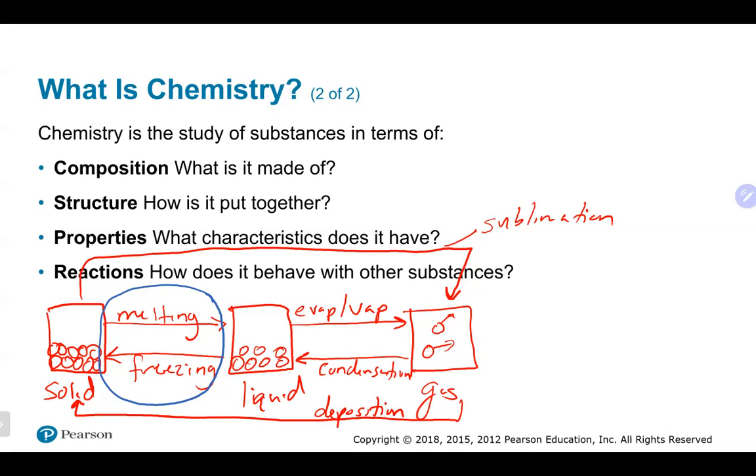Melting and freezing actually occur at the same temperature. And that is usually what is referred to as the normal melting point or freezing point of a substance. So for example, water will freeze at 0 degrees Celsius. So exactly at 0 degrees Celsius, you basically have both phases happening at the same time. You have liquid water, you've got solid ice, kind of like ice crystals. So you've got a little bit of both.